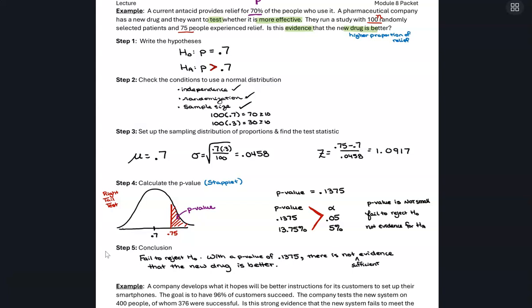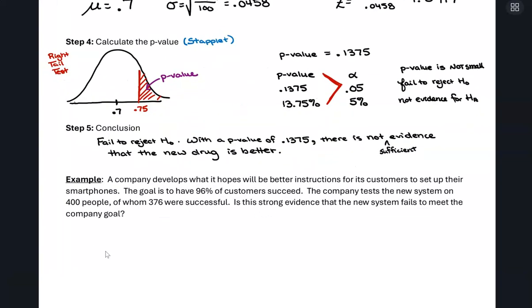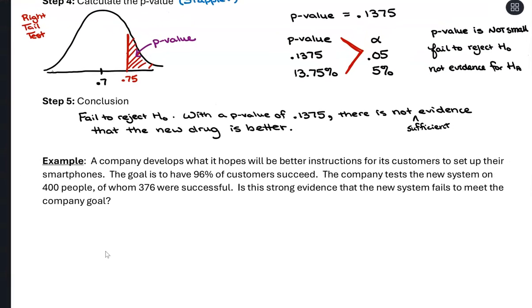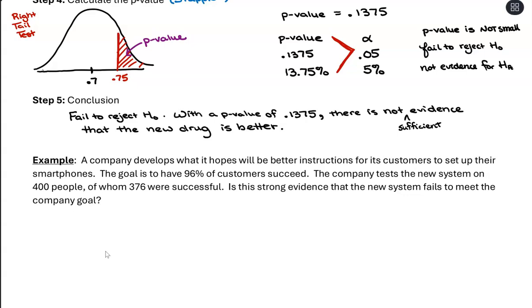All right, let's go through another one here. It's a longer video, but we'll just keep on going so you get two examples together. A company develops what it hopes will be better instructions for its customers to set up their smartphones. The goal is to have 96% of customers succeed. The company tests the new system on 400 people, of whom 376 were successful. Is this strong evidence that the new system fails to meet the company goal?